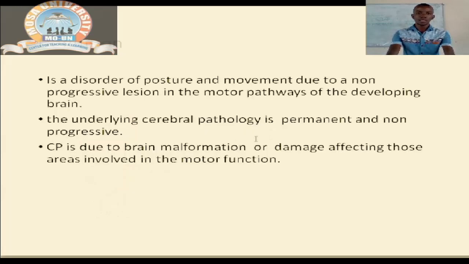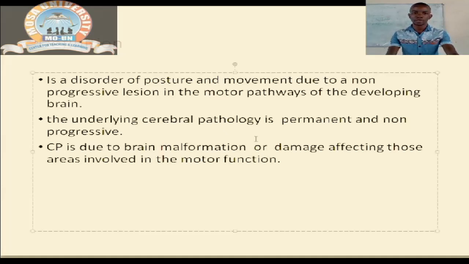Okay, so by definition, we are saying cerebral palsy is a disorder of posture and movement due to a non-progressive lesion in the motor pathways of the developing brain. Okay, what this simply means is that there are two things that are really happening here. There is a lesion, and then we are looking at the development of this condition itself. So we're saying there is a lesion. This lesion is non-progressive, or in other words, we would say the lesion is permanent. And this lesion is in the motor pathway.